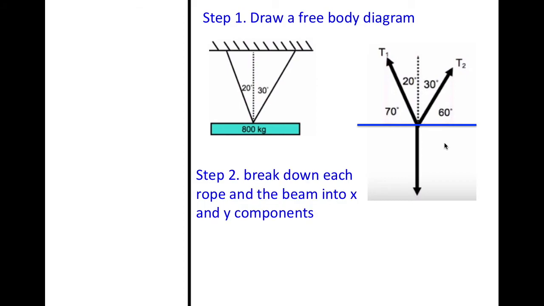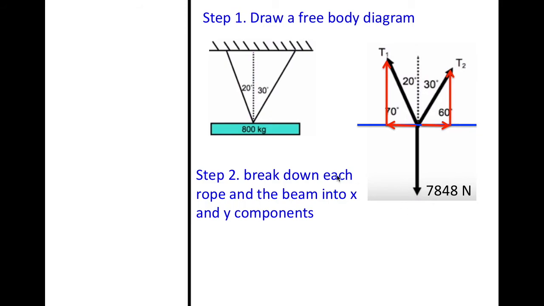Step 2 is to break down each rope and the beam into x and y components. So what are those? Here's what it looks like. Here is the x and the y for our rope 1, and our x and our y for rope 2.